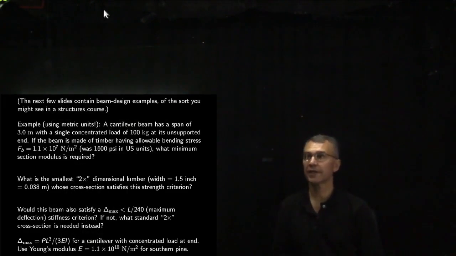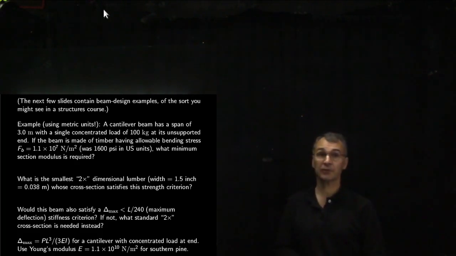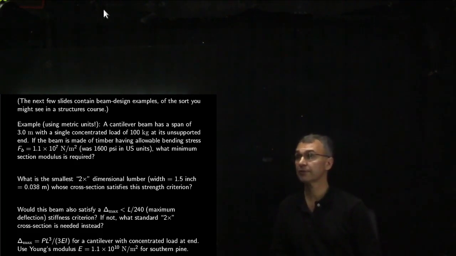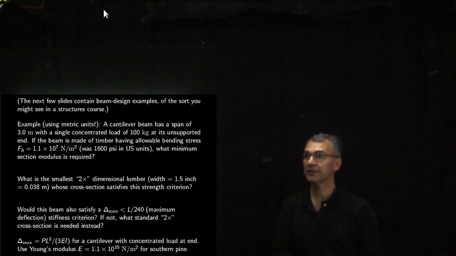Okay, the next few slides contain beam design examples of the sort you might see in a structures course. Example, using metric units. A cantilever beam has a span of 3 meters with a single concentrated load of 100 kilograms at its unsupported end. If the beam is made of timber having allowable bending stress 1.1 times 10 to the 7th newtons per square meter, which by the way was originally 1,600 pounds per square inch in US customary units, what minimum section modulus is required? Then what is the smallest 2x dimensional lumber, width of 1.5 inches, which is 0.038 meters, that's 3.8 centimeters, whose cross section satisfies this strength criterion?